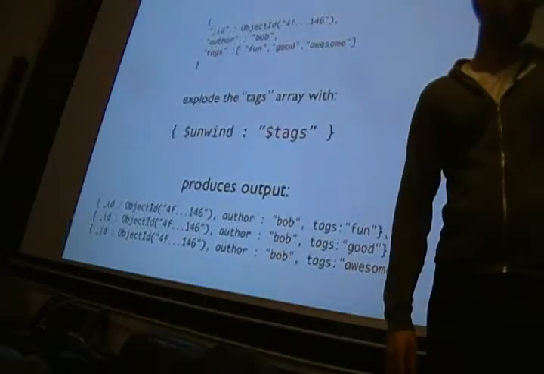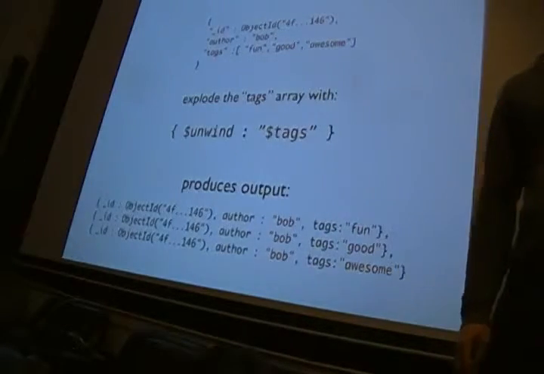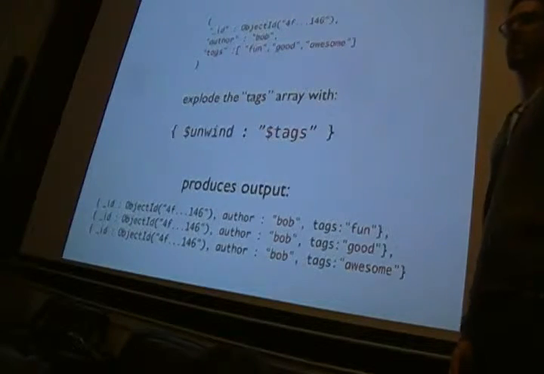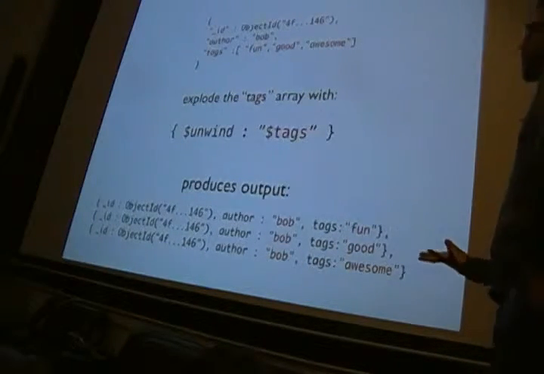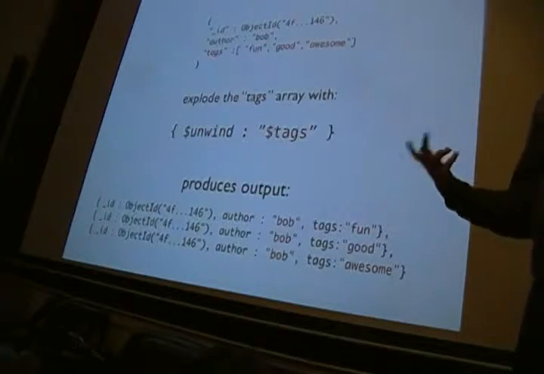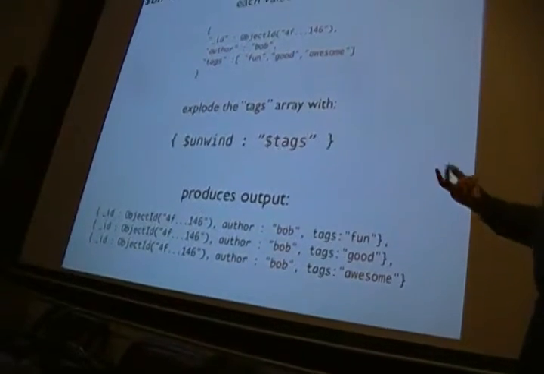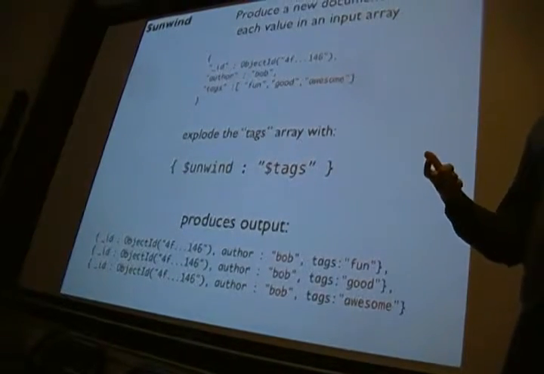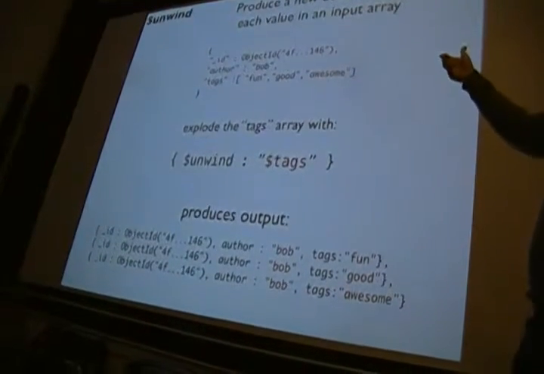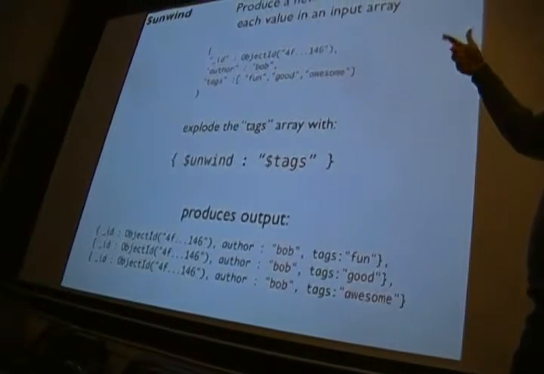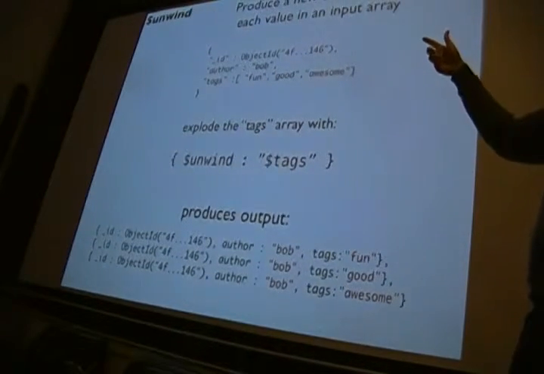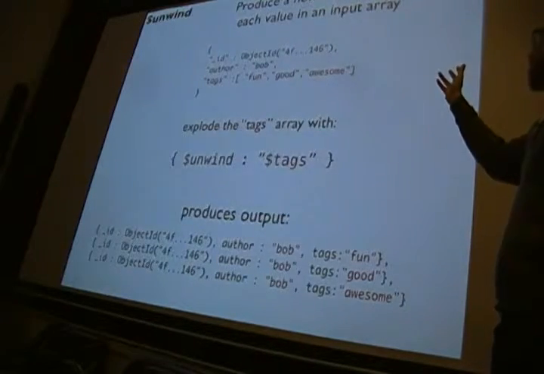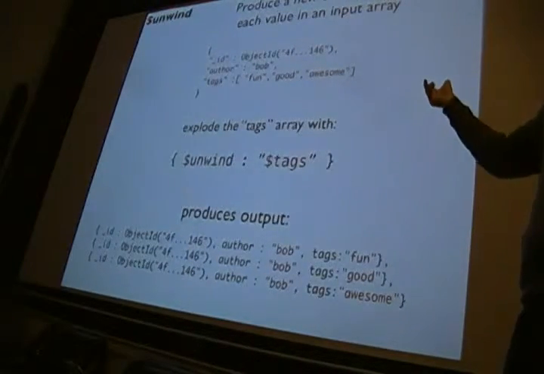So the next pipeline operator I'm going to talk about, which is pretty useful, is unwind. First of all, as I mentioned before, in Mongo you're not restricted to scalar data types. You can use things like arrays or objects in your documents. So for example, in this document up here, I have a field called tags, and the tags field is an array that contains a bunch of strings.